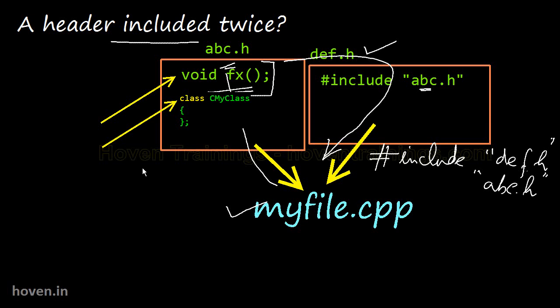The situation becomes different if this class definition is present in this header. It would lead to two definitions of the same class. One definition coming via abc.h, the second definition traveling through def.h. An error will occur: two definitions of the same class. The program cannot run.